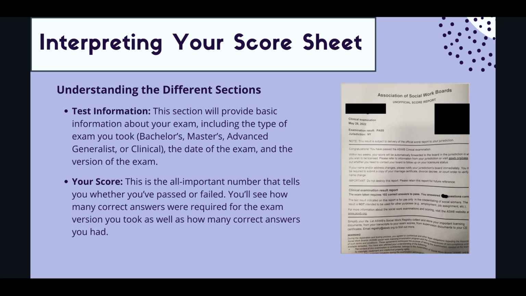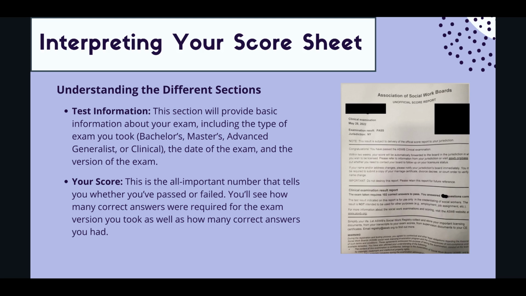If you're watching the video, you can see the mock-up to the right of a clinical exam that was taken on May 28th in the state of New York that someone passed. So you're going to see basic information, of course, about the exam, the date of the exam. There's some information about the version of the exam too on that sheet. You're going to see your picture on that exam report as well. And of course, you're going to see your score. You're going to see how many correct answers are required on the test you took. So in the example we're looking at here in the picture on the right, that version of the exam required 102 correct answers.